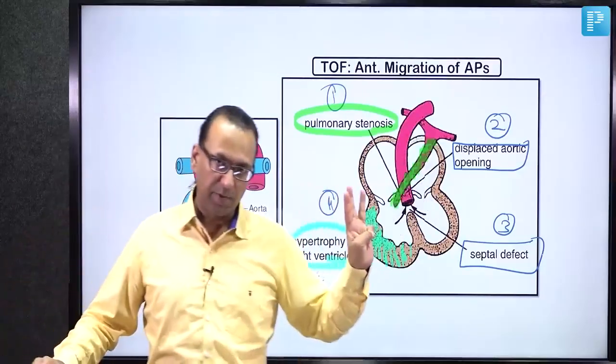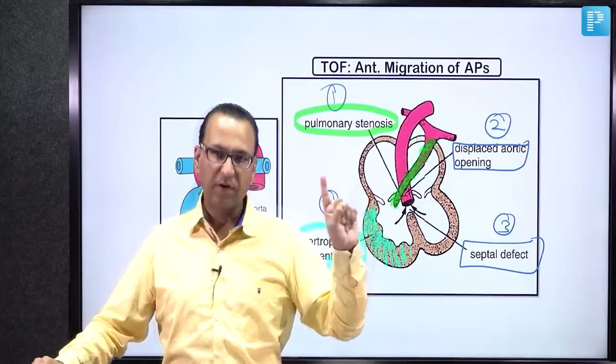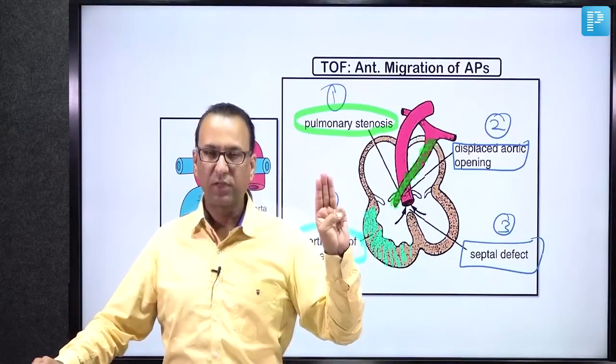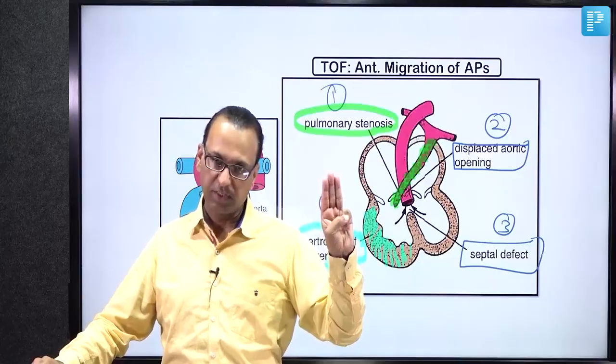These are all the three AP septum anomalies, maybe persistent truncus arteriosus, transposition of great vessels, or tetralogy of Fallot. They present with cyanosis. They are cyanotic heart diseases.